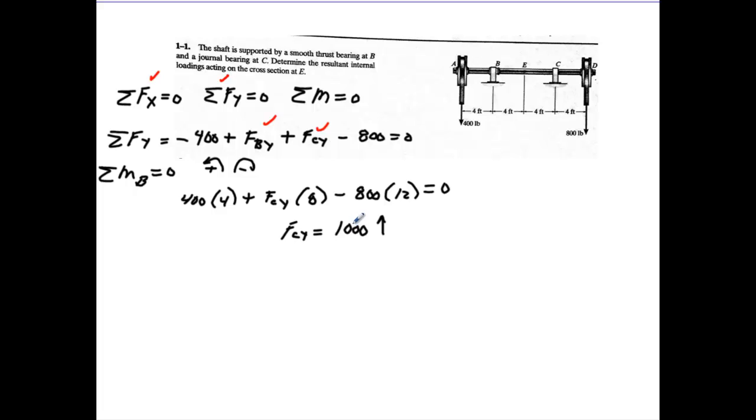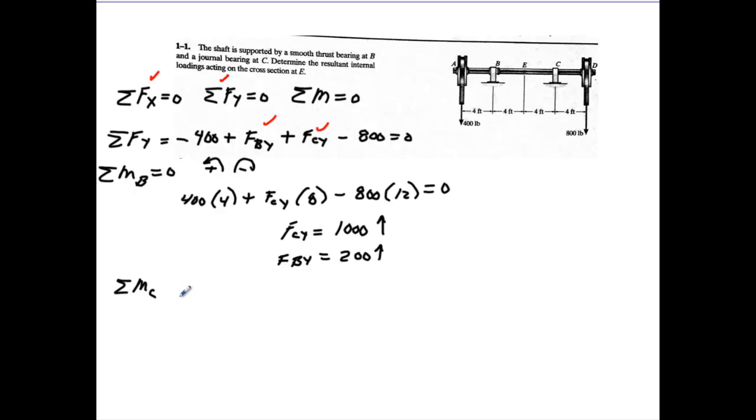Now we can take this value here, and we can put it back into this equation. When we do that, now we got 400, that's 1,200, 1,000, so we know that FBY must equal to 200 going up. Okay, now to prove that this is correct, just for the heck of it, I'm going to take a moment around C and prove to you that we got this.